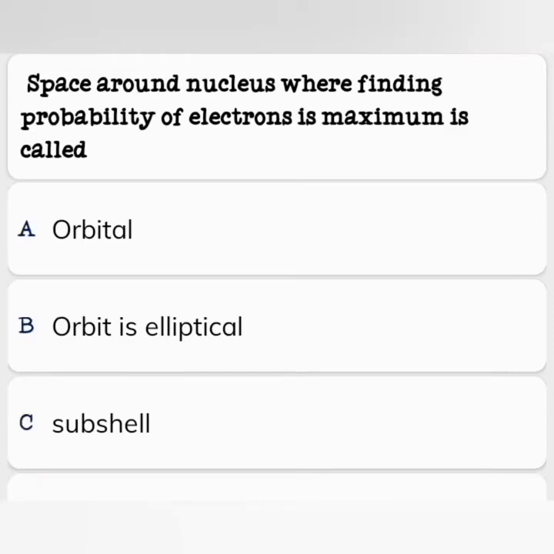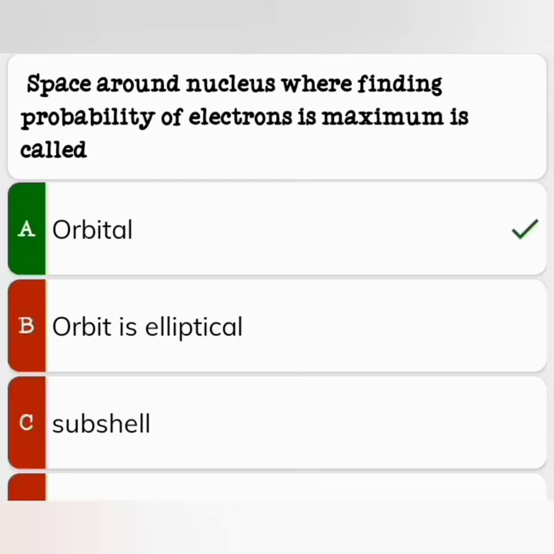Space around nucleus where finding probability of electron is maximum is called A, orbital. B, orbit is elliptical. C, subshell. D, electron cloud. Right option, आप comment section में लिखें। Yeah, so the right option is A, orbital.